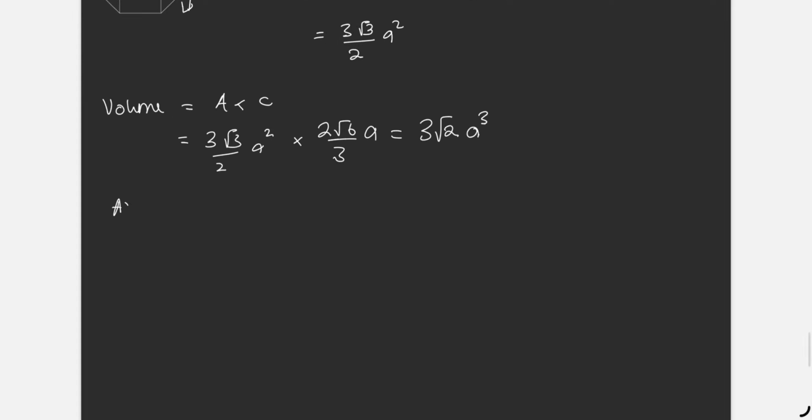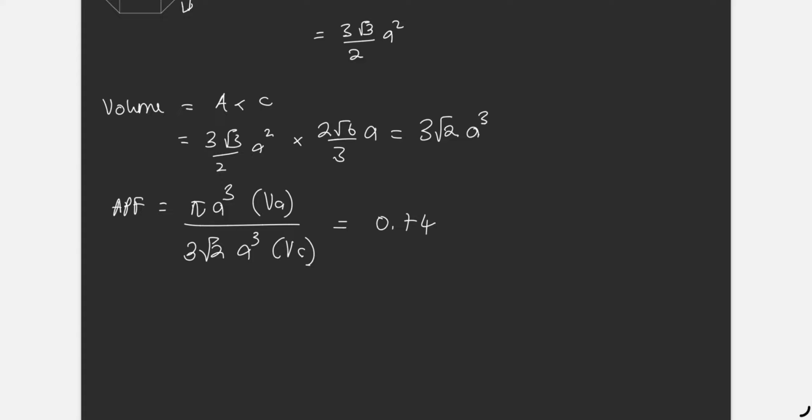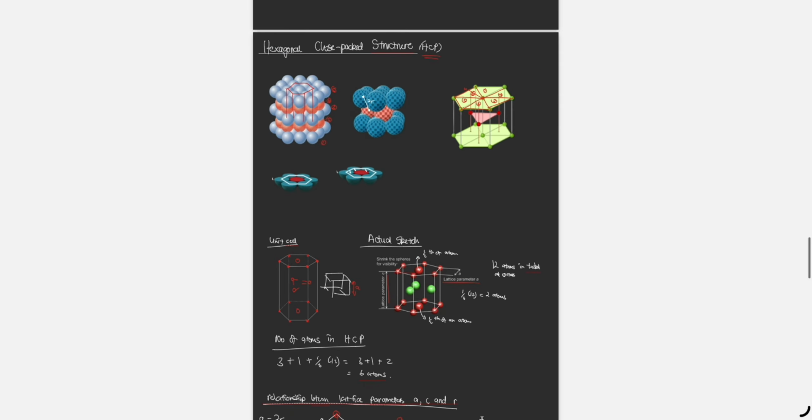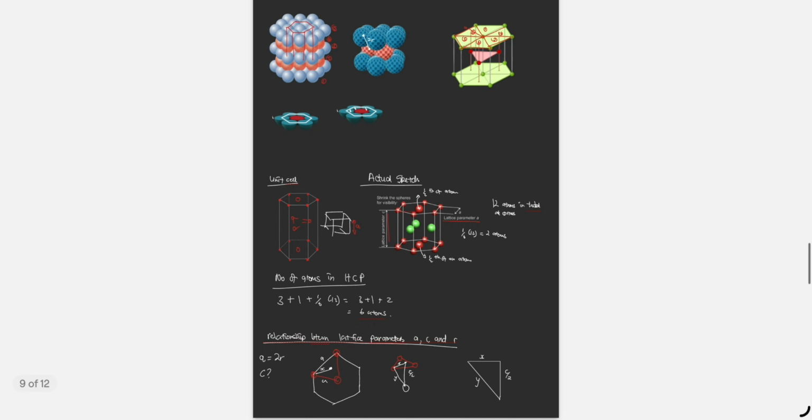So the atomic packing factor is going to be equal to pi a cubed, which is VA, divided by 3 root 2 a cubed, which is VC. And this is going to give you 0.74, or 74% is basically made up of atoms for this unit cell. So that's basically the derivation for hexagonal. It's a little bit more trickier, but it's more fun.